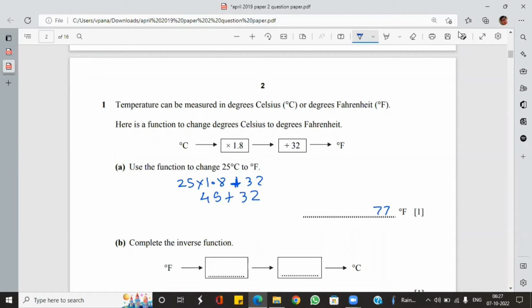Complete the inverse function. So when we are moving from Fahrenheit to degrees Celsius, what do we do here? It is the problem of inverse function. So we invert the operations over here. If it is plus 32, first we will be doing minus 32. We are starting from here, so it goes inverse. So this becomes Fahrenheit minus 32, and it is multiplied by 1.8, which becomes divided by 1.8.